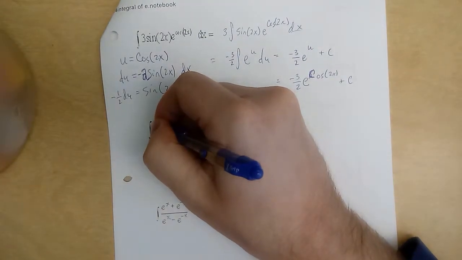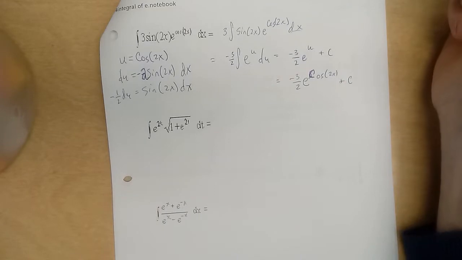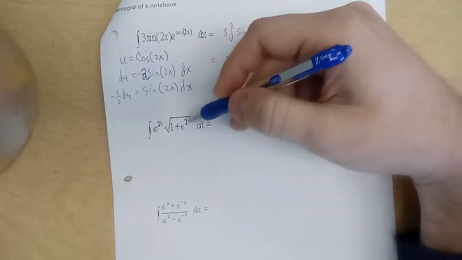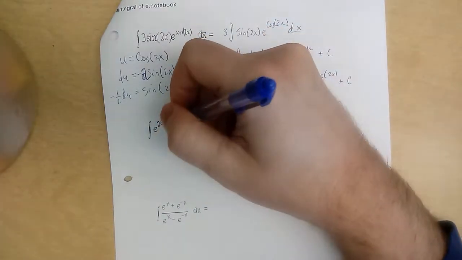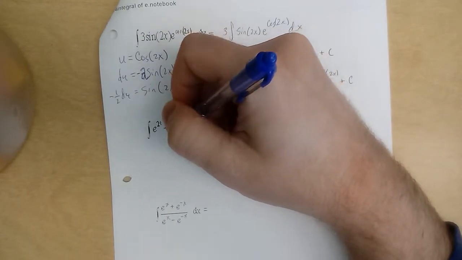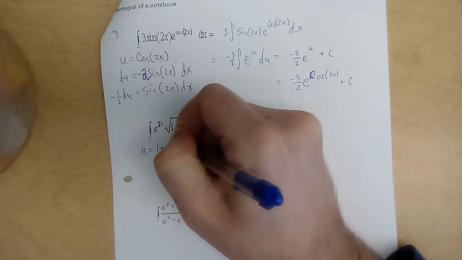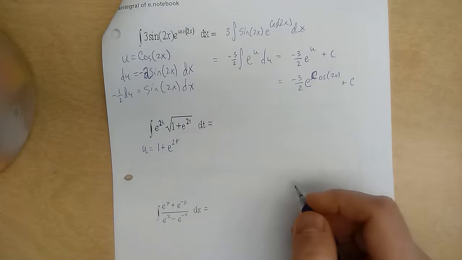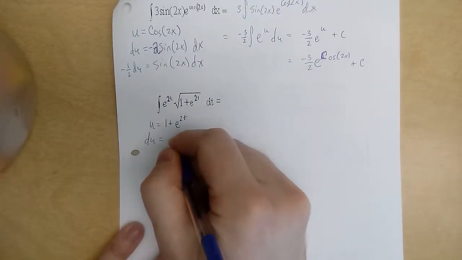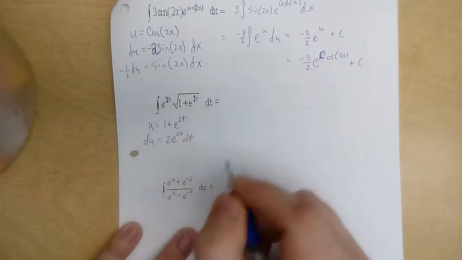Let's see, this next one is a little messy. There we go. Okay, so do I pick that for you or do I pick that for you? So remember, when we have a plus sign inside of a square root, that's usually a problem. So let's set u equal to 1 plus e to the 2t, which will make its derivative 2e to the 2t dt.